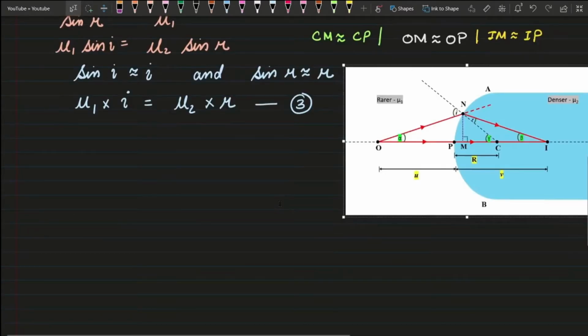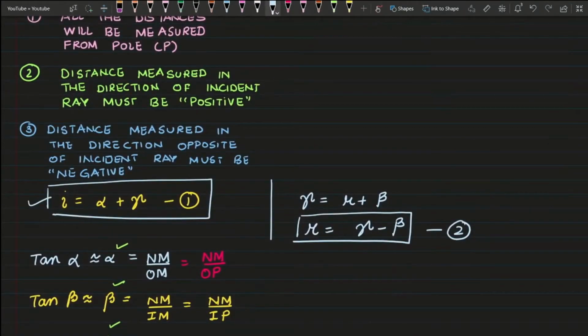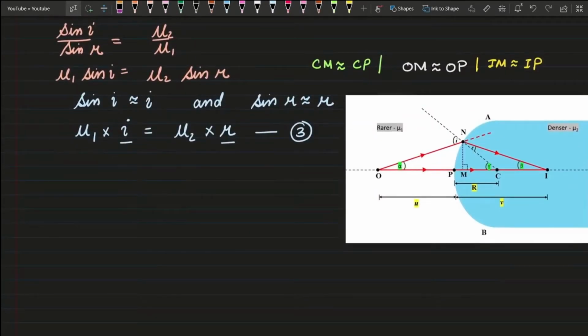So this is the equation that I get. I will substitute the values of I and R from our above equations number 1 and 2. Angle R and angle I have already been calculated. So mu1 will be multiplied by angle I, which is angle alpha plus angle gamma, equal to mu2 multiplied by the value of angle R, which is angle gamma minus angle beta.